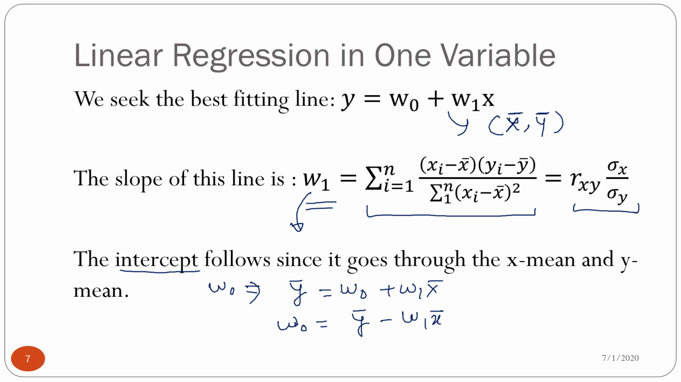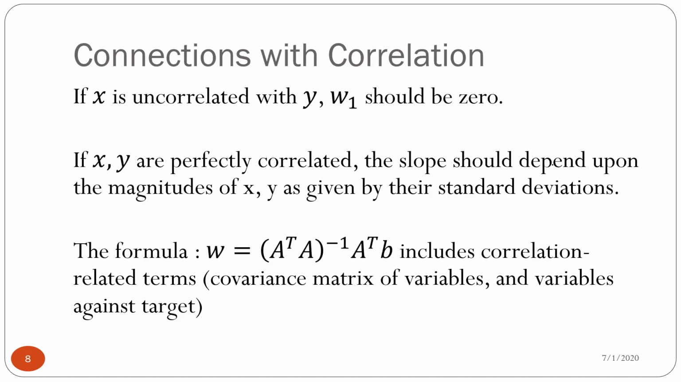Now this interpretation is actually interesting. The relationship between the slope, what is w1? It's the slope of the line. How is the slope of the line related to the correlation coefficient? Because we have already learned about the correlation coefficient in our previous lecture. So if x and y are uncorrelated, then w1 should be 0, right? It makes a lot of sense.